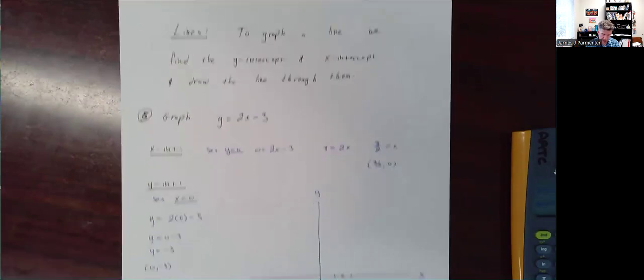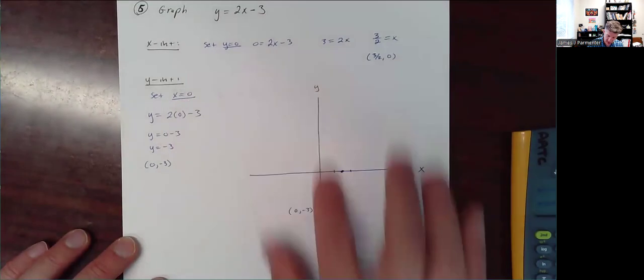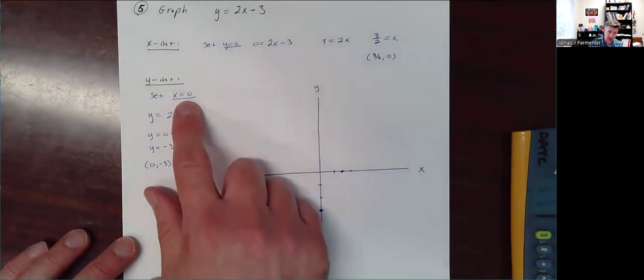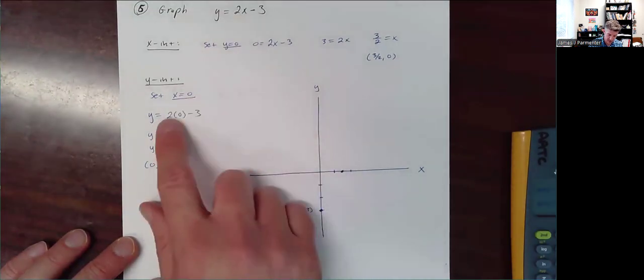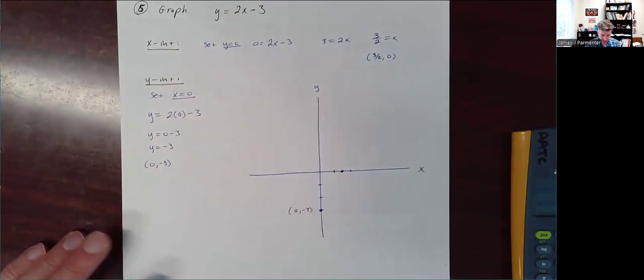The way we find the y-intercept is by setting x equal to 0, because if you're on the y-axis, your x value, you didn't move left or right, your x value is 0. So we set x equal to 0, we plug in 0 for x, we get 2 times 0 minus 3, which is 0 minus 3, which is -3. So our y-intercept is -3.